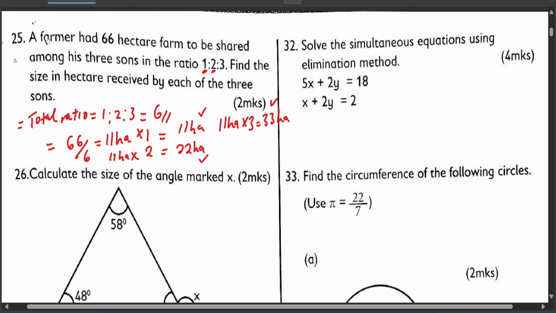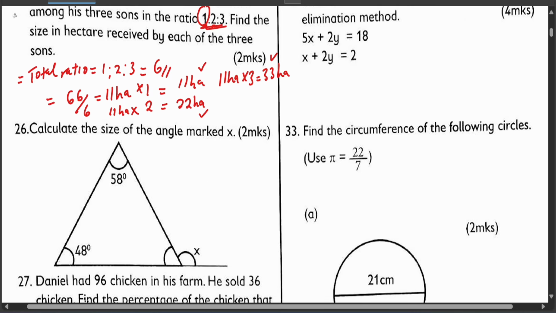Ukitaka waweza fanya pia design 1 over the total ratio, 1 over 6 times 66. You get the same thing, 11 hectares, the same one which we did right now.